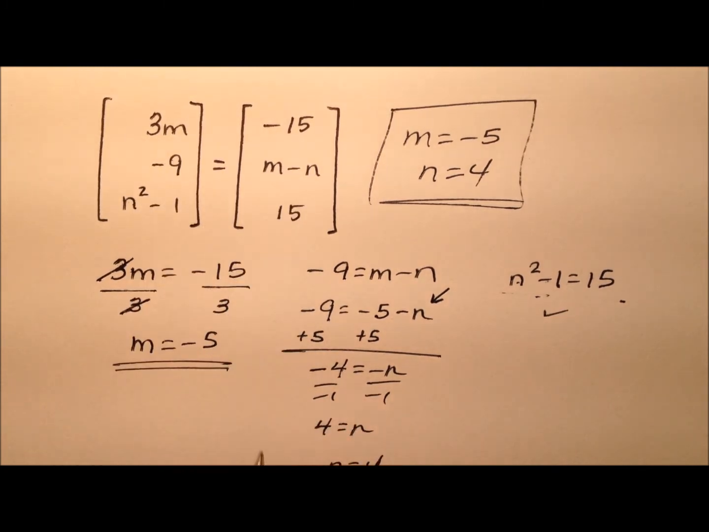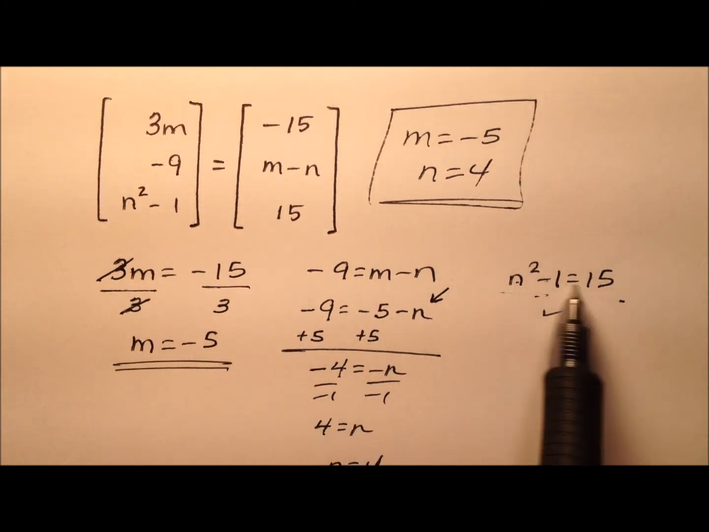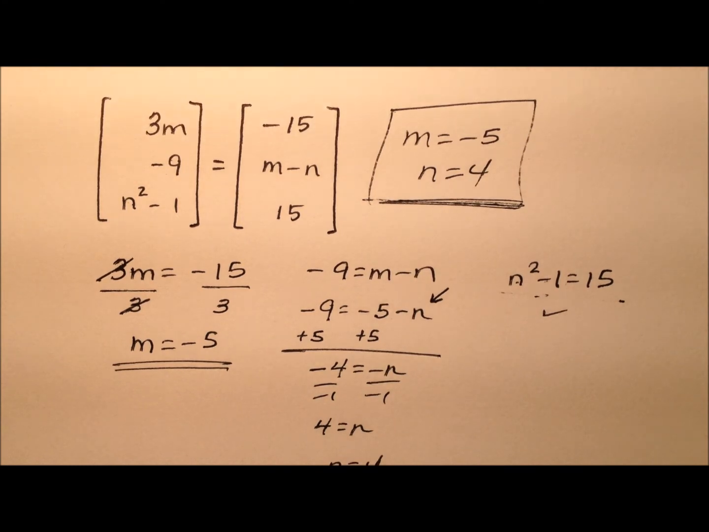We had a couple of equivalent matrices. They had the same dimensions, so I knew that their corresponding entries were equal. So I set up my equations and solved, and then went ahead and checked my answers. And in this case, the value of m is negative 5, and the value of n is positive 4.